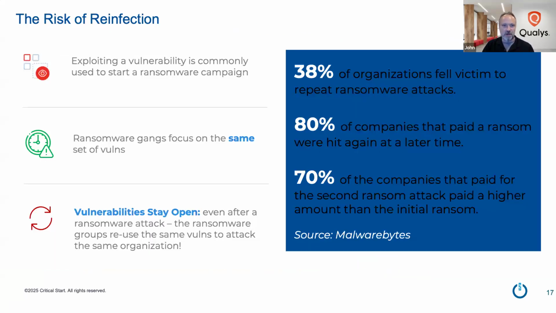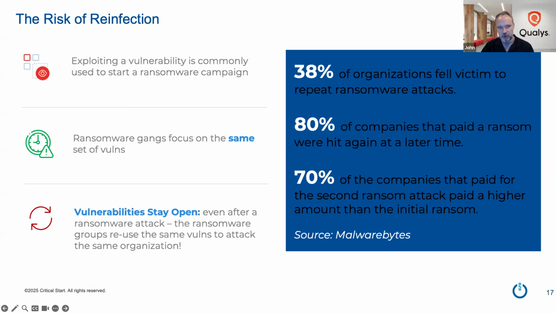Now, talking about repeat offenders, there is this risk of reinfection. Exploiting a vulnerability is commonly used to start a ransomware campaign. Ransomware gangs focus on the same set of vulnerabilities, and these vulnerabilities often stay open. It's not enough just to scan. You have to do something about it.